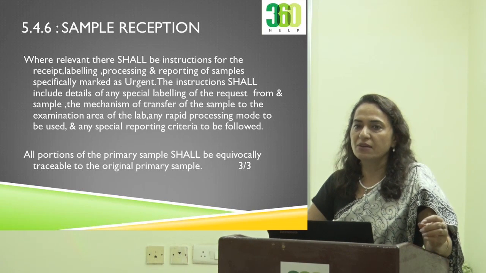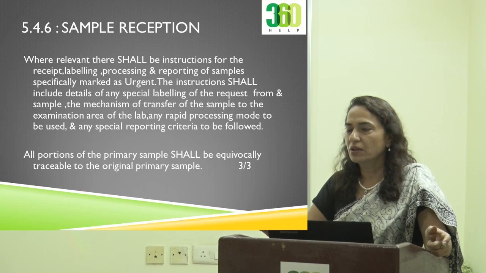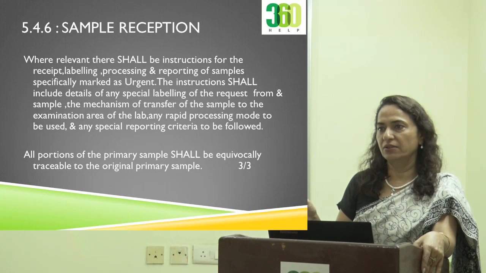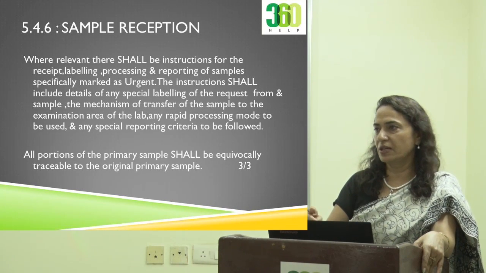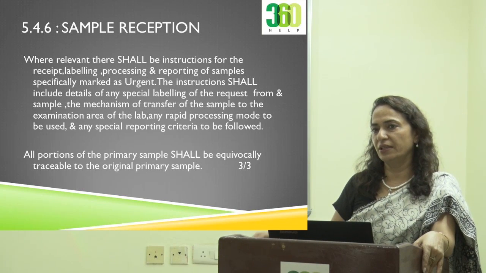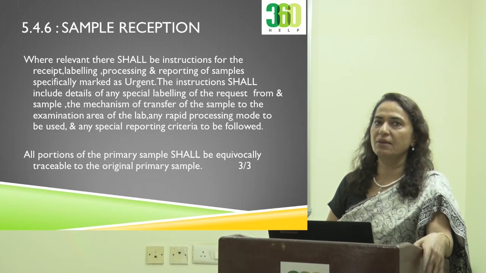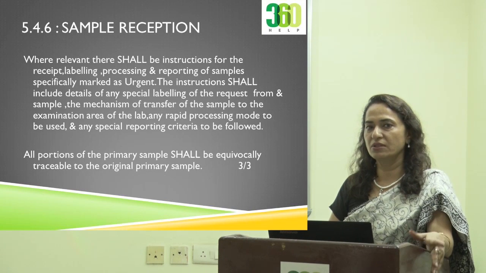Either they should have some kind of identification, some special label, some red mark which says urgent, because it will move out of the track. Transportation will be faster, process will be faster, authorization will be faster, so it has to be clearly identified. Now urgent sample, how do you differentiate an urgent sample and a critical sample? What do you understand? What is the difference?